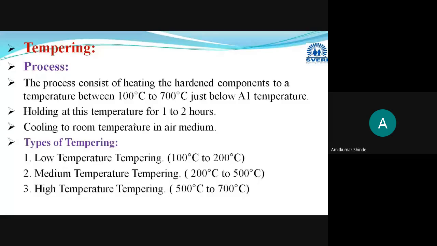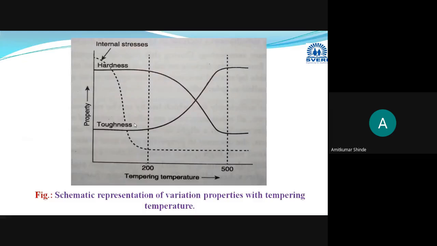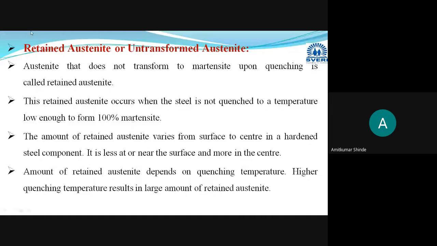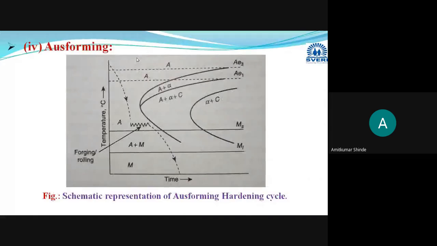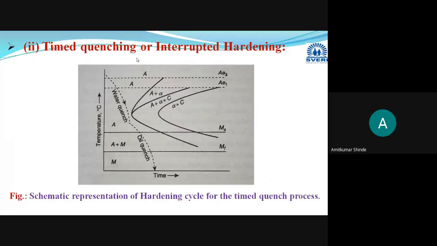We will start one by one. First, we will start with the retained austenite. What is the meaning of retained austenite? Okay, retained austenite is also known as untransformed austenite. For understanding this, you have to take the reference of the hardening heat treatment process. I will take any one example, the quench hardening process.